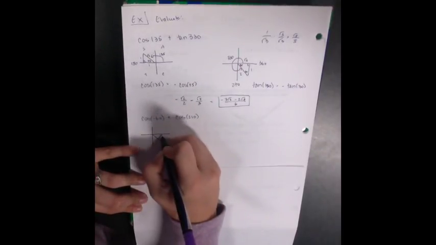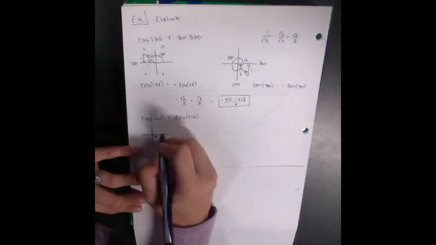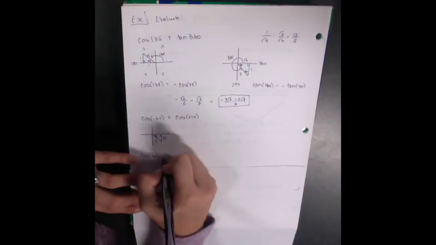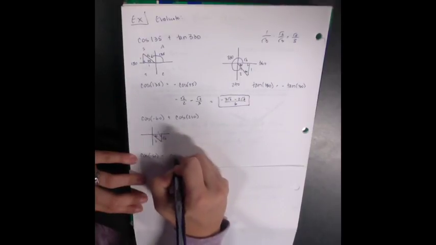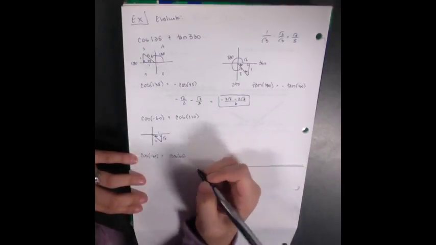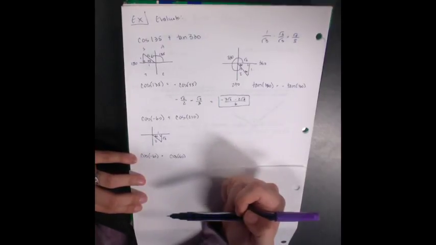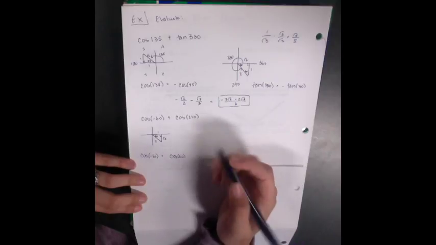So negative 60 is down here. I have my 30, 60, 90 triangle, root 3, 1, and 2. So the cosine of negative 60 is the same thing as the cosine of 60, right? Because cosine is positive in the fourth quadrant. Okay, and we know that the cosine of 60 is 1/2.